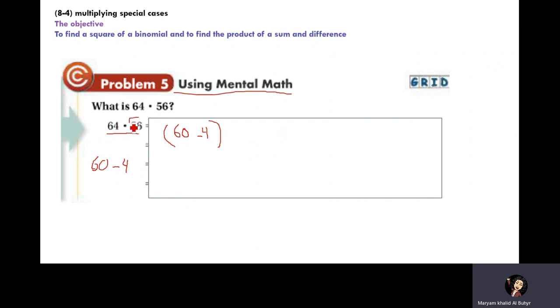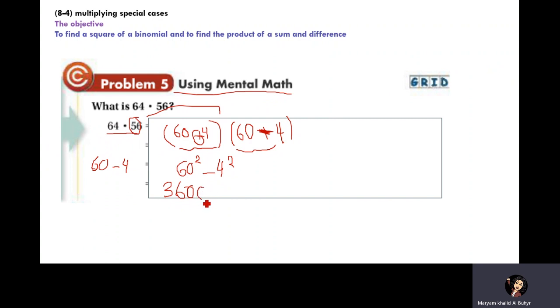And I need to make this one something similar to this one with the opposite sign. So I can say that is 60, sorry, this is a plus. That's minus 4. Since I have these exactly the same, but the only difference is the sign, I can say 60 squared minus 4 squared. I know what this is.